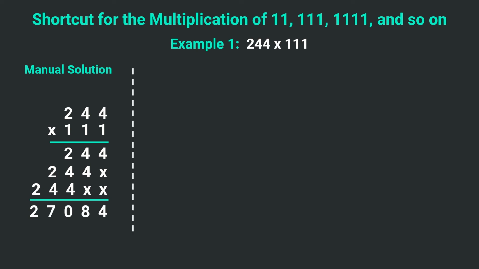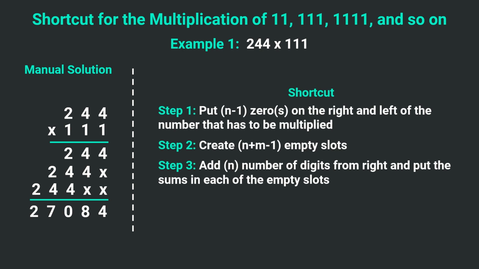But what if we try to solve our example through the shortcut? We will keep all the steps on the screen because we are revising these steps in this example. So again, there are n and m. Let's recap: m was the number of digits in the other number and n was the number of ones. In this example, we have m equals 3 and n is also equal to 3.